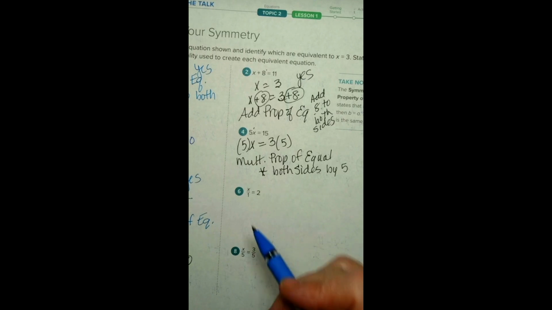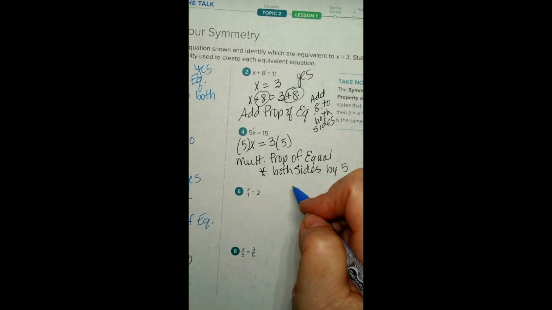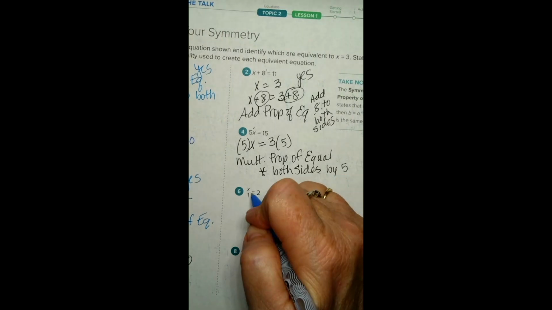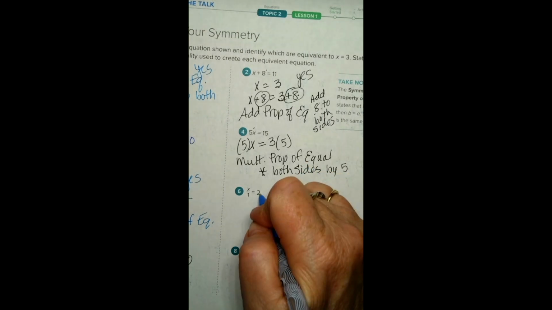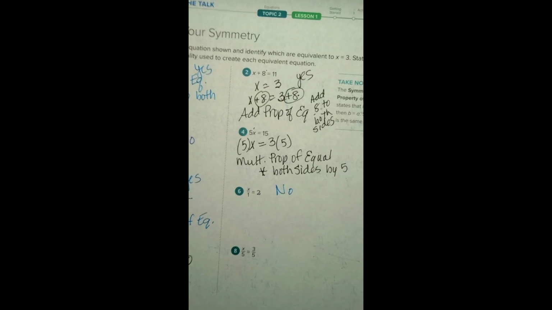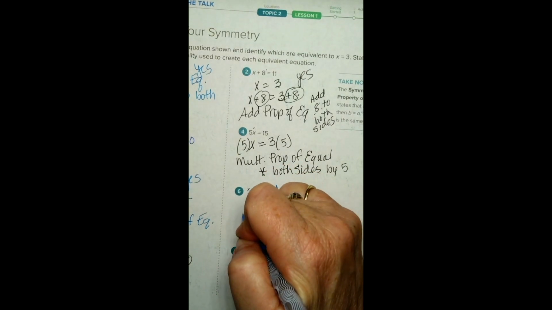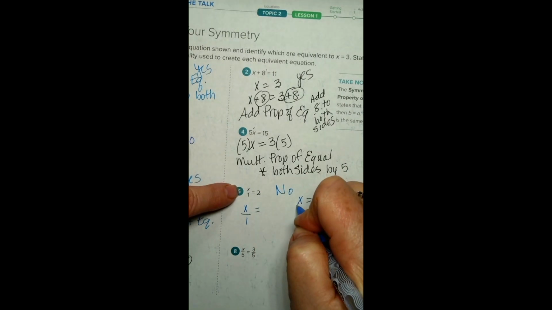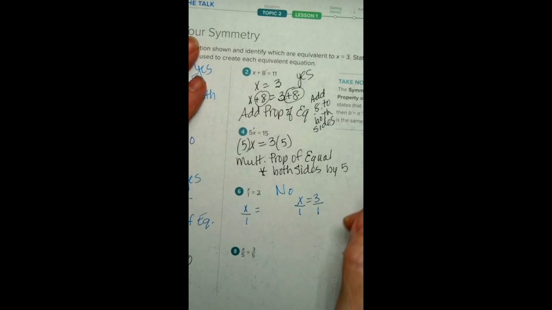I know it makes it easier when I do. Okay, so x divided by 1 equals 2. So this just doesn't even make sense. So this cannot be. I'm going to say right away this is a no. Because if I started with x equals 3 and I divided by 1, dividing by 1 here doesn't turn it to a 2. So that one's a no.